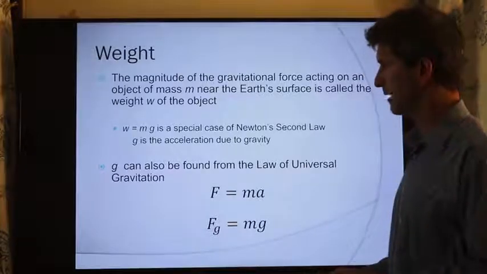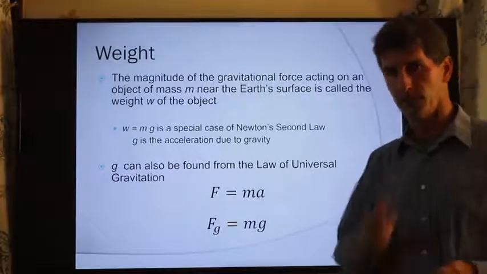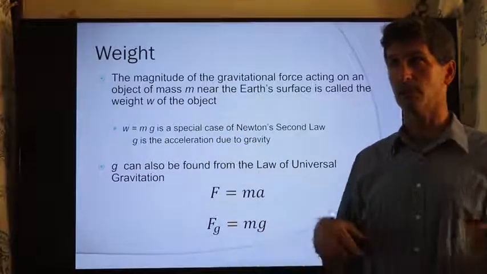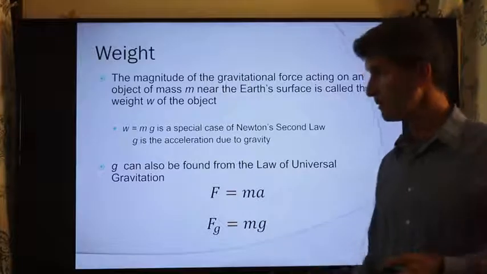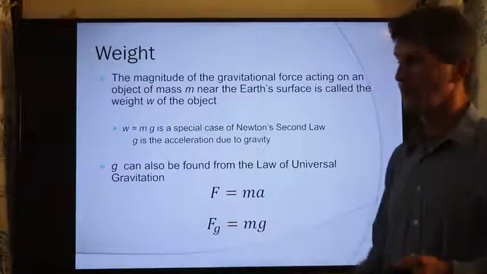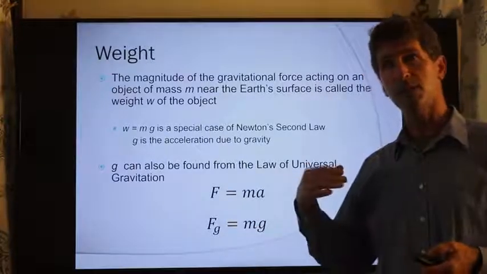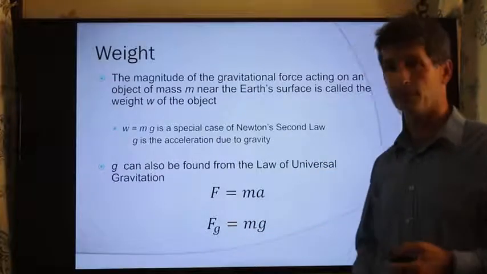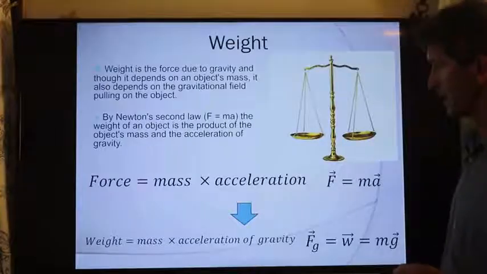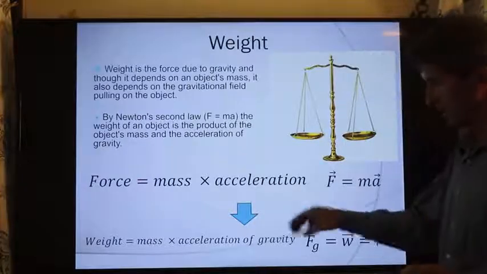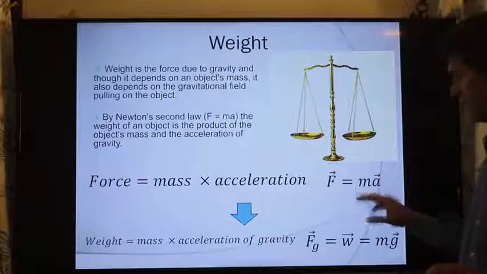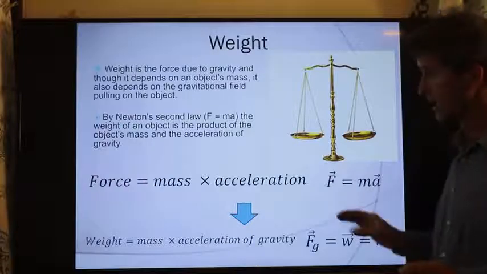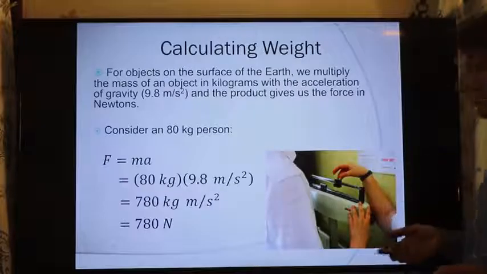Usually in high school, physics will use W. Sometimes in college physics, which is algebra based, we'll use W. Sometimes in both calculus and non-calculus college physics, we'll use F sub G. It just depends on what we're talking about here. But again, here's Newton's second law, F equals ma. We convert that to Fg, or W equals mg. This is a common force that we'll be calculating quite a bit.